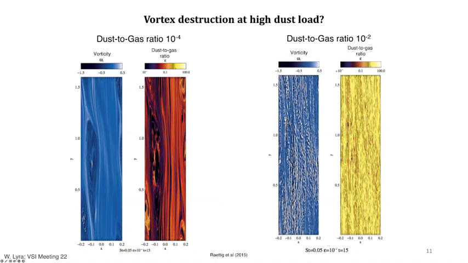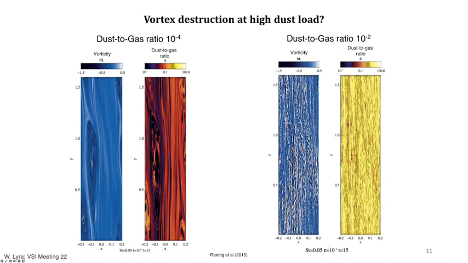This is what Natalie showed here. This is a model for dust to gas ratio 10^-2, and the model for dust to gas ratio 10^-4. As you see here in the 10^-4 model, the dust is being concentrated inside the vortex, and it does not disrupt the vertical structure. But in this case here, for higher dust to gas ratio 10^-2, it does. You look at the vorticity map, and you don't see the vortex anymore.